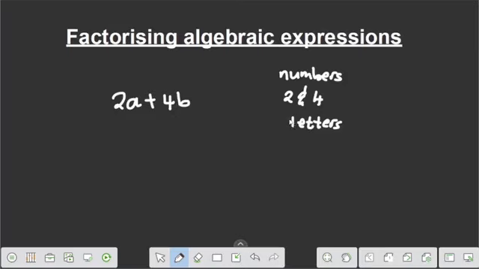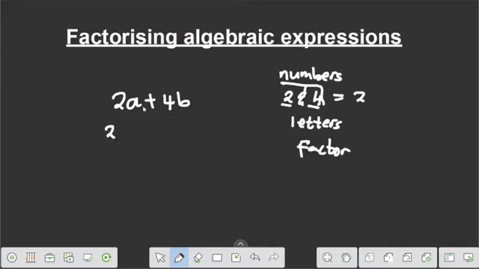So you need to factorize. We are looking at the word factor. We know that a factor is a number that can divide into a larger number without leaving any remainder. So you look at the numbers, you have 2 and 4. What is the highest common factor of 2 and 4? It is 2. Meaning that 2 can go into 2, it can also go into 4. So you need to factor out this 2 like this.